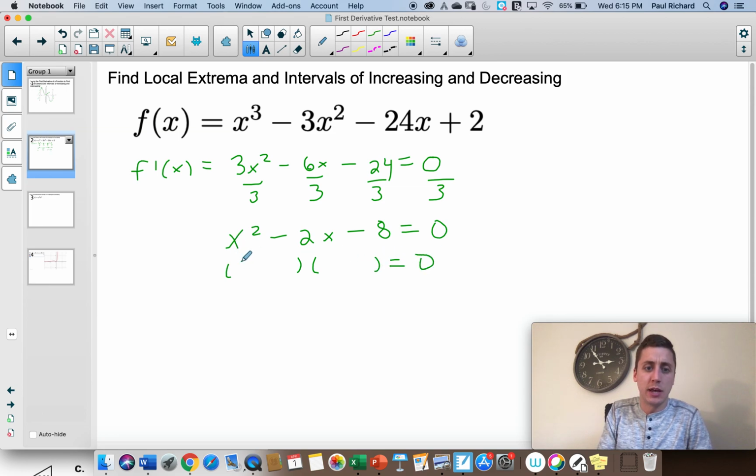All right, x times x is x squared, so we put the x's here. Factors of negative 8 that add up to negative 2: minus 4 and positive 2. We set these equal to 0 individually. We get x equals 4 and x equals negative 2.